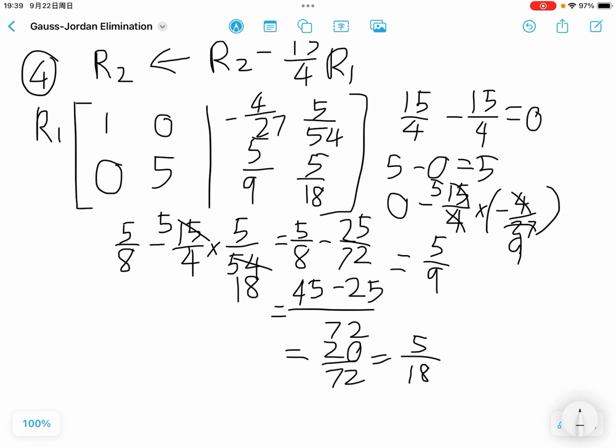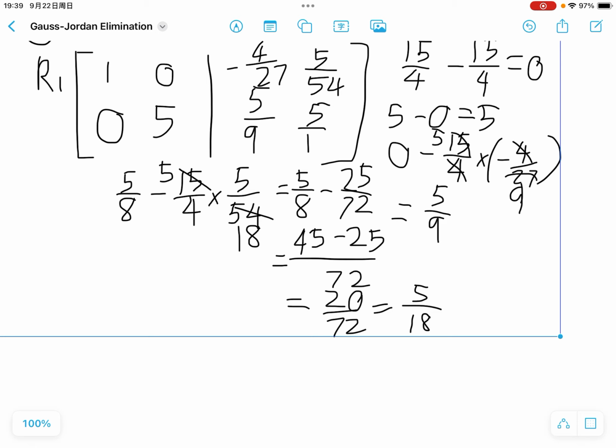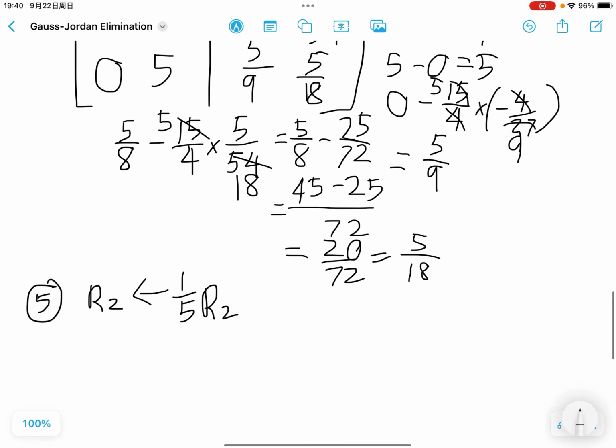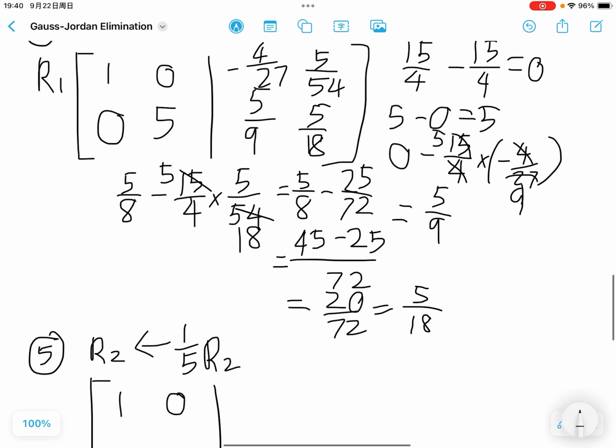So what can we do? Something we can do is just divide both. So we can just divide row 2 by 5, or we can multiply it by 1 over 5. So row 2 is replaced by 1 over 5 times the original row 2. So row 1 stays the same. So let's just copy that over. It's 1, 0, negative 4 over 27, and then 5 over 54.